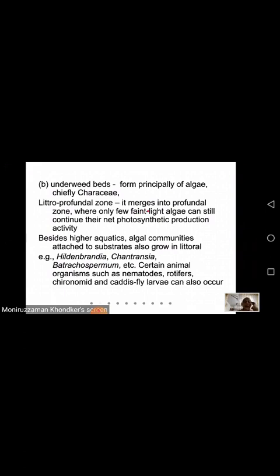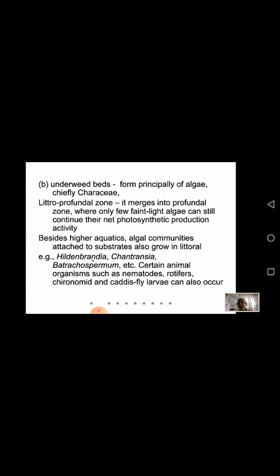In the marginal infralittoral zone, where only a few faint-light algae can still continue their net production activity. So you see that these places have got different varieties of plants, and by this factor, different kinds of organisms. Besides the aquatic algal community, it has subsets also growing on hydrophytes.